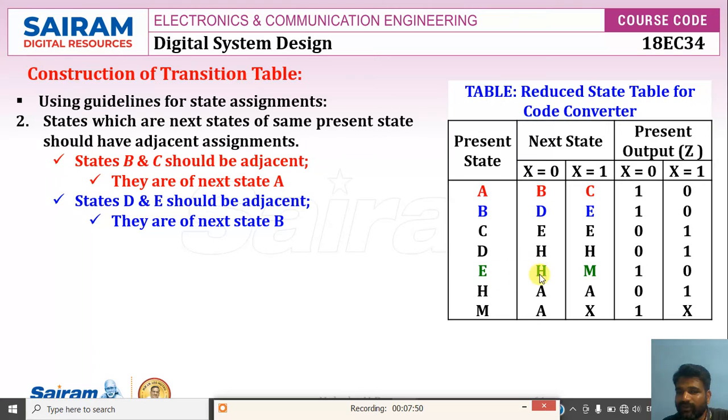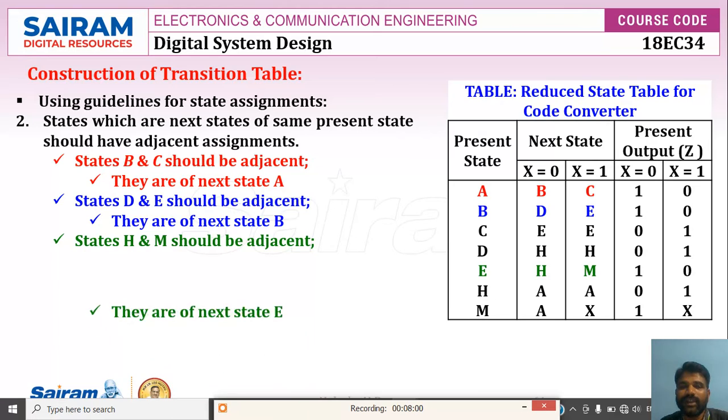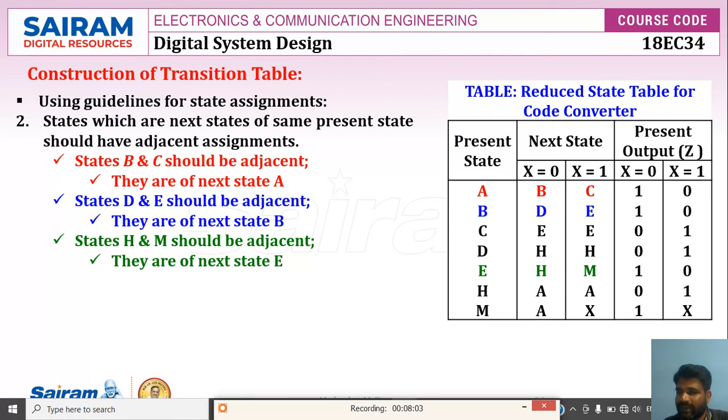So here for present state E, H and M are the next states of E. So H and M should be adjacent because they are next states of E. This is the second rule.